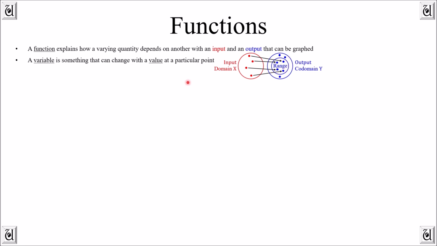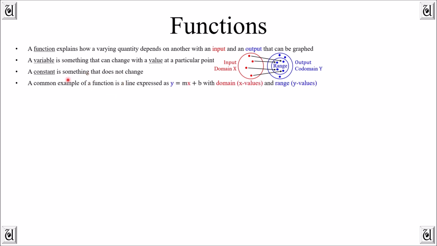But the idea is that you have this variable, and a variable is something that can change, and it has a value at a particular point. I like to think about this like the weather. The weather can be a variable. But in math, a lot of times we use the dummy variables x and y, right? And a constant is something that does not change.